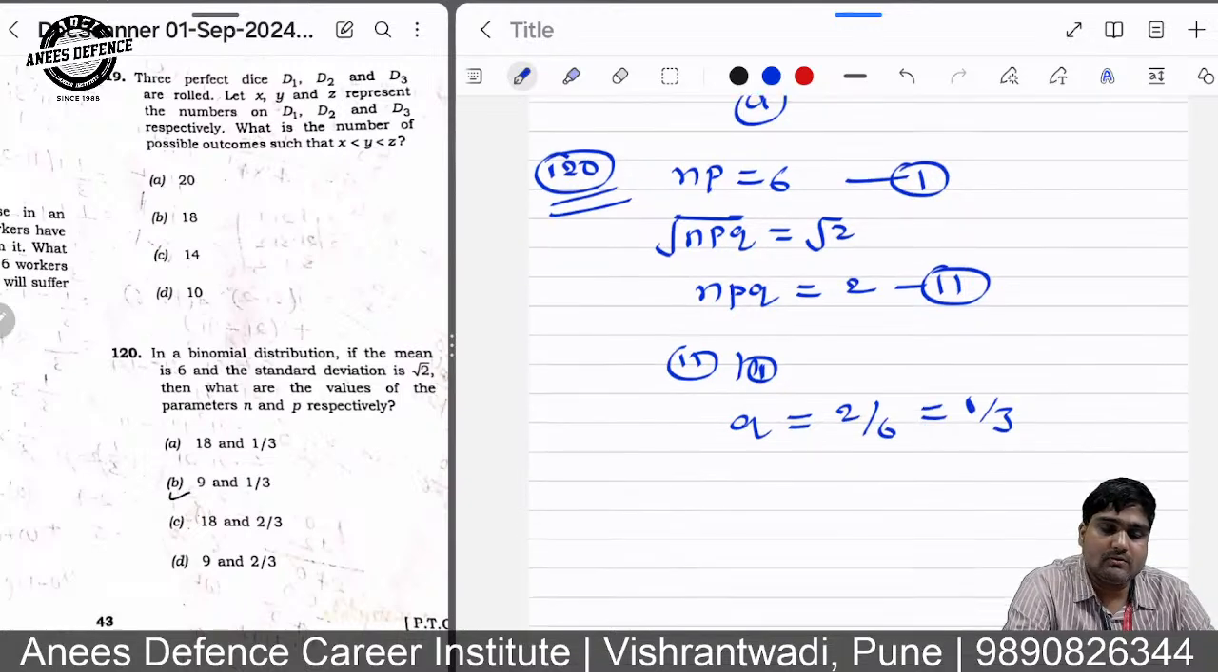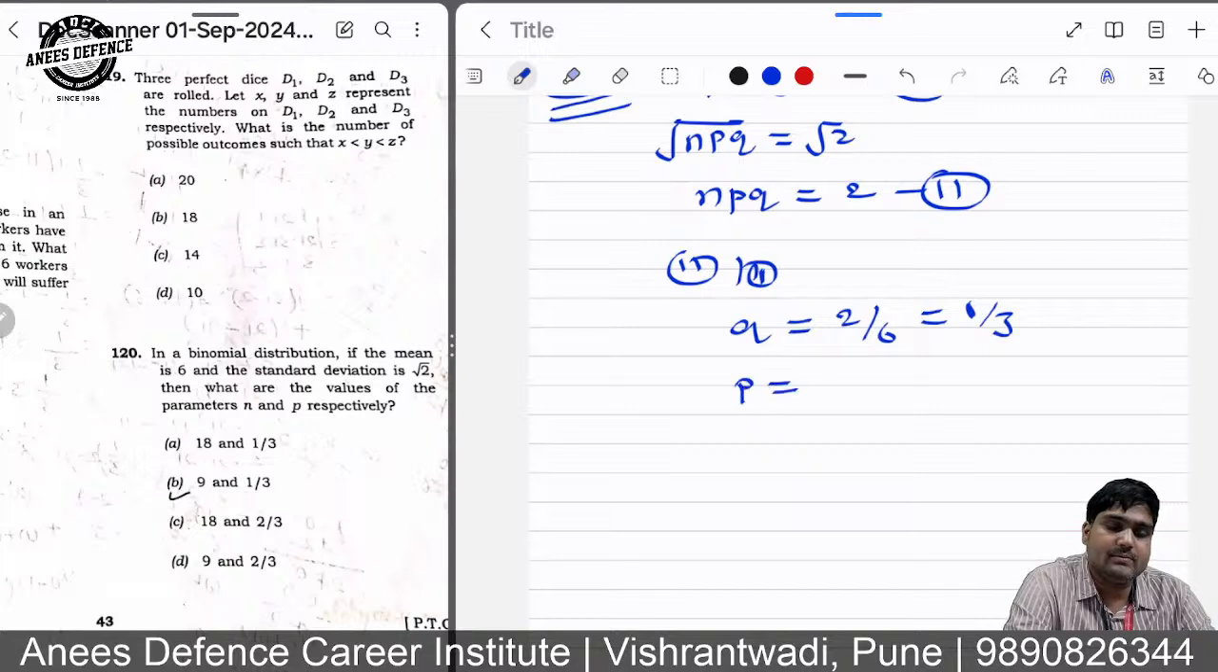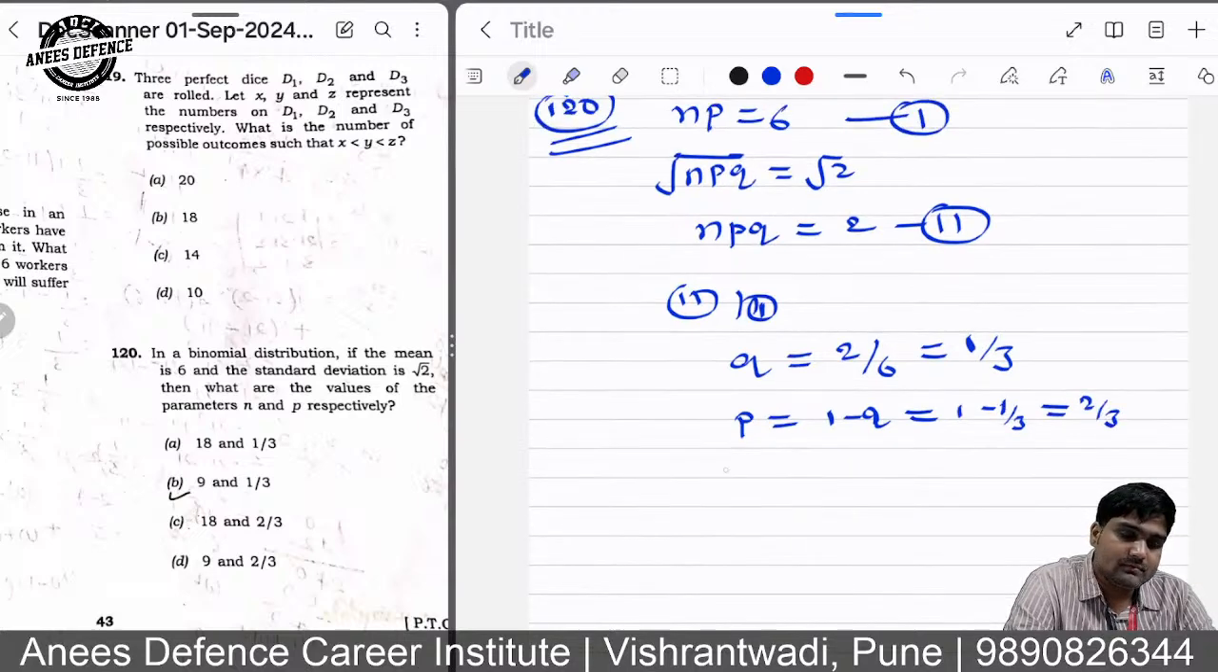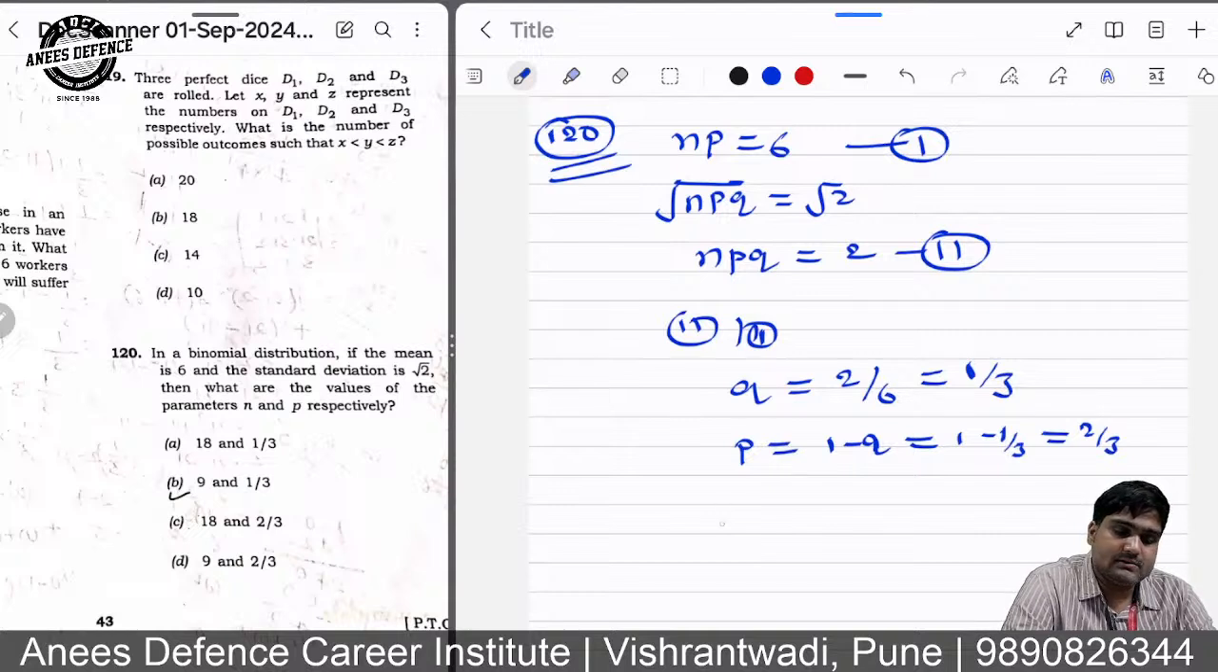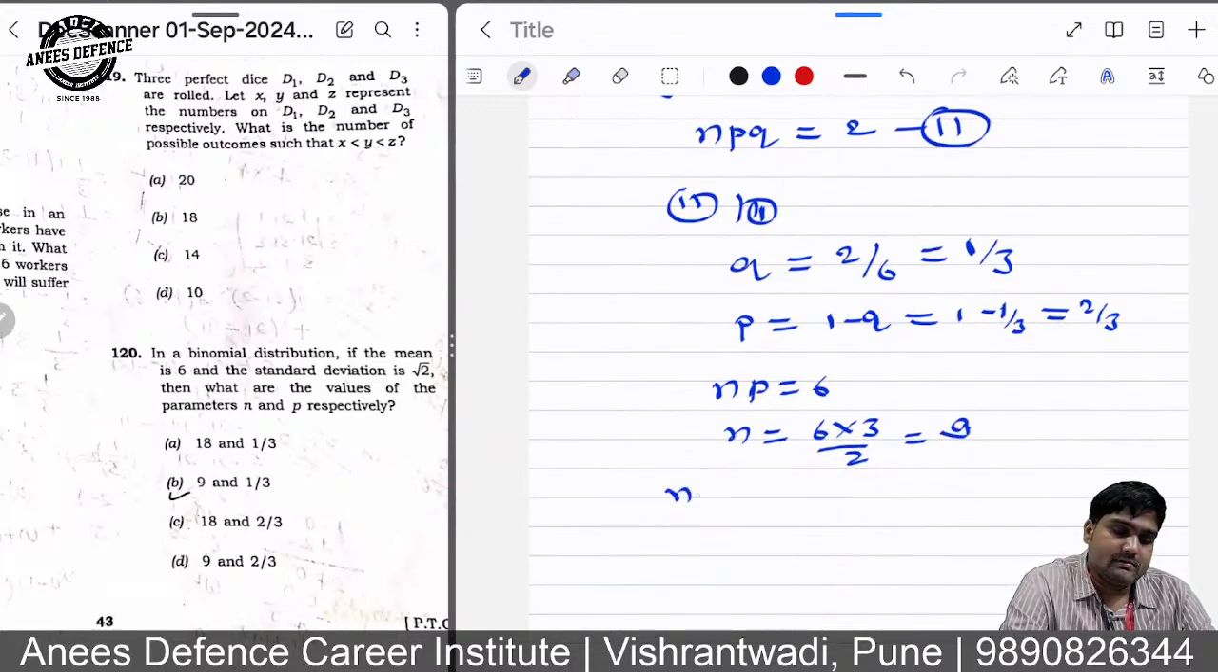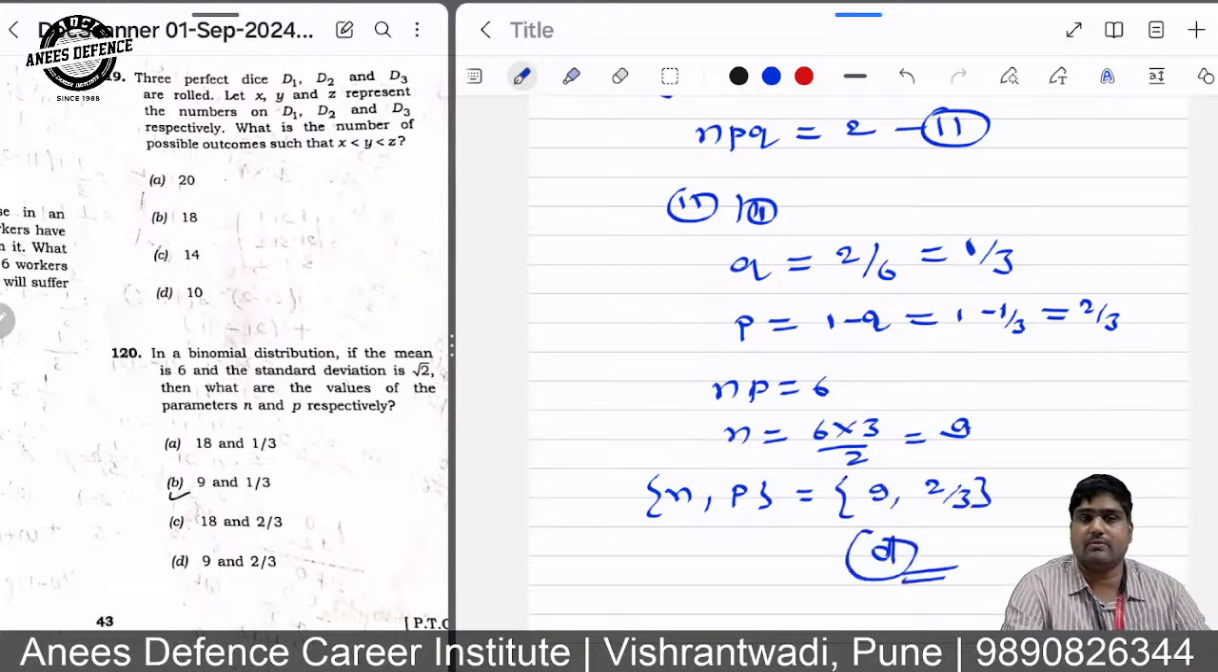Now we have the value of q as 1 by 3. Now find the value of p, which is 1 minus q, so 1 minus 1 by 3 is 2 by 3. Now put the value of p in equation 1, where np is given as 6, so p is 2 by 3. By cross multiplication, n is 6 into 3 by 2, so n is 18 by 2, which equals 9. They ask to find the values of n and p. So here n is 9 and p is 2 by 3. So option D is correct for question number 120.